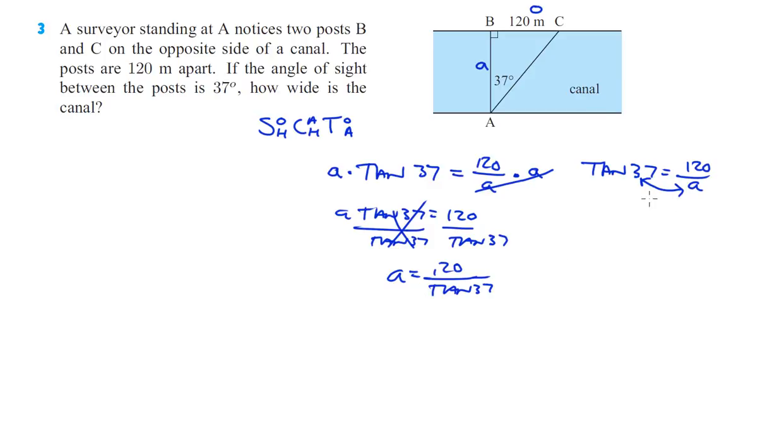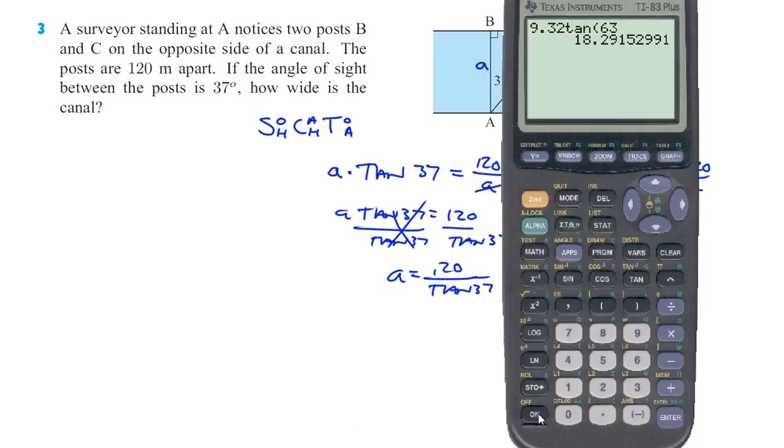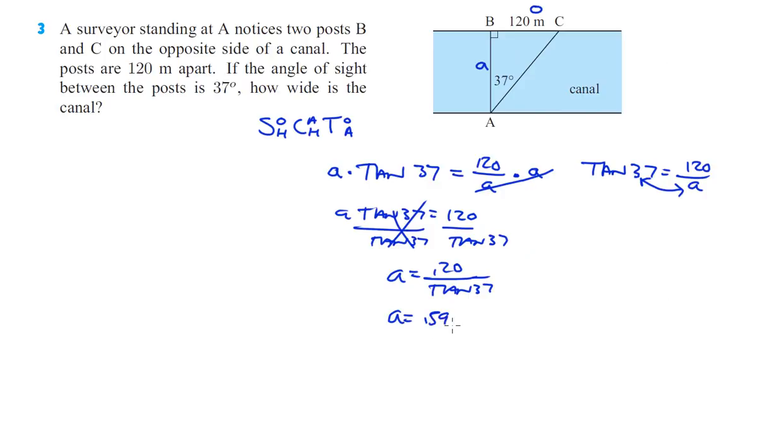So you end up with A equals 120 over tangent 37, which is this here. Plug that into the calculator, and we get 120 divided by tangent of 37, which is 159.245, so we'll go 159.2. So A equals 159.2 meters. That means the canal is 159.2 meters wide.